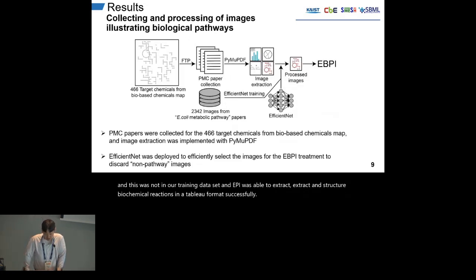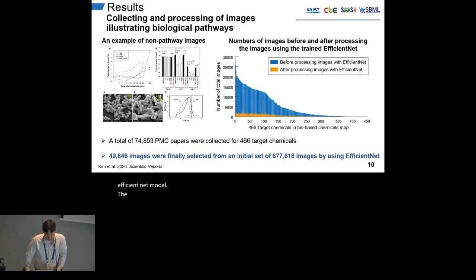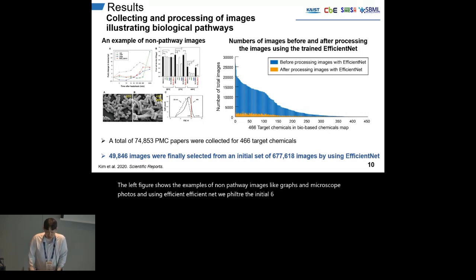Next, we applied eBPI to large-scale literature from PMC. We selected 466 target chemicals from the Bio-based Chemicals Map and collected articles with the keyword metabolic pathway. And we extracted images, then filtered out non-pathway images using a very lightweight EfficientNet model. The left figure shows examples of non-pathway images like graphs and microscope photos. And using EfficientNet, we filtered the initial 670,000 images down to around 50,000 pathway images.